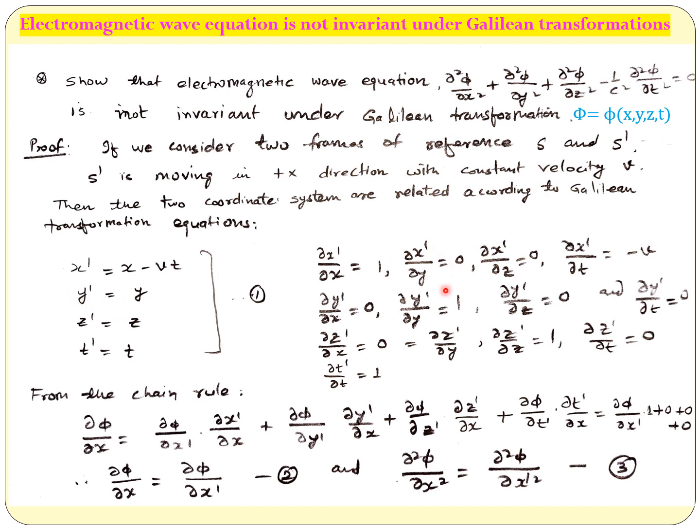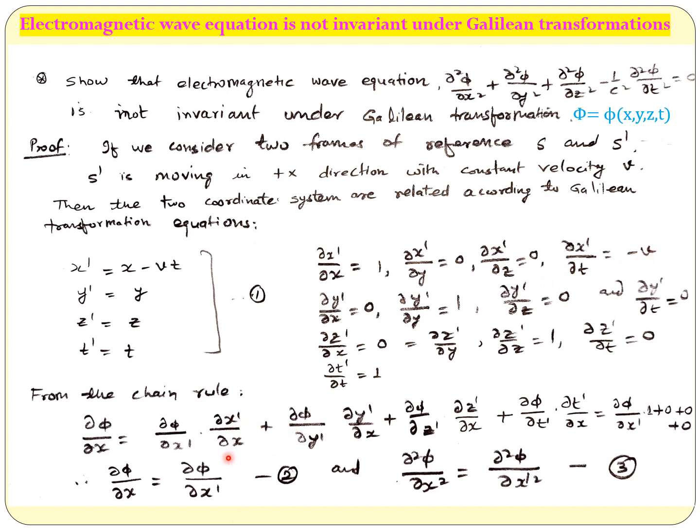Delta y prime by delta y will give us 1, but delta y prime by delta x will give us 0. Similarly, delta x prime by delta y is 0, other things will be 0, and delta x prime by delta t will be minus b.